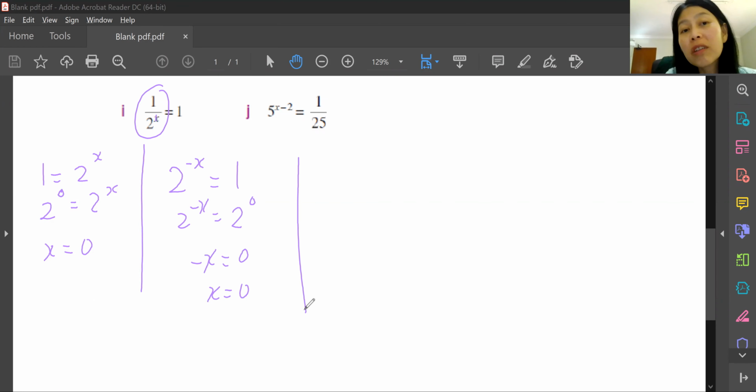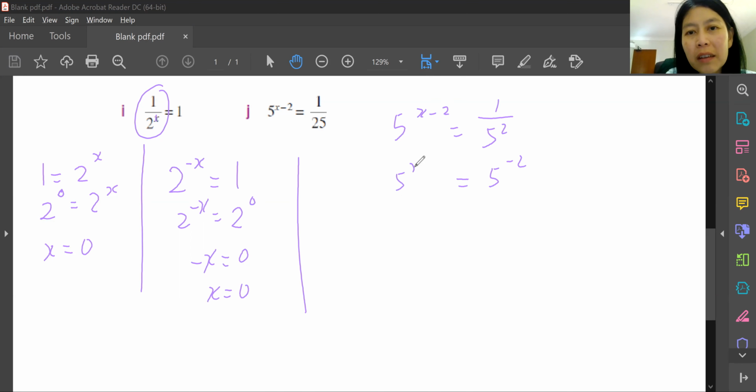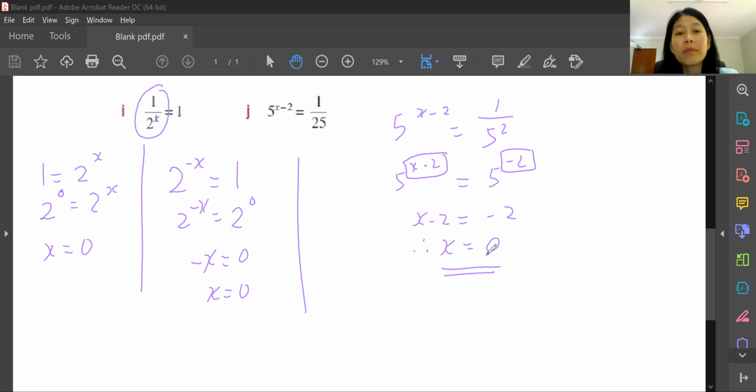Okay, let's look at another question like J. Hopefully you recognize 1 over 25 can change into base 5. 5 squared is 25 and 5 to the power negative 2 is 1 over 25. Now, when they have the same base, it's all right for you to equate the index. The index should be the same. And then you solve it. Oh, what a coincidence. x is equal to 0. Got it? Okay, so hopefully you know how to solve the simple ones of these equations.